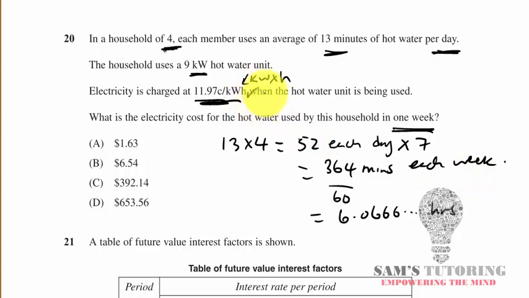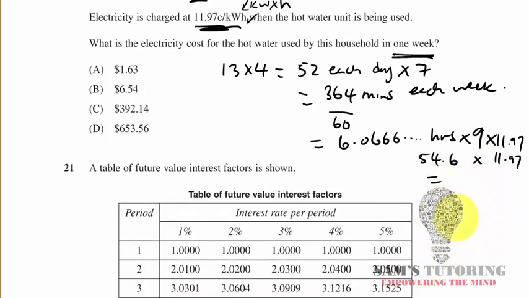Yep, we've got the hours. Tick, done. Times it by kilowatts, times this by 9. Now you've got kilowatt hours. Times this by 11.97. That gives you 54.6 here. Times by 11.97 gives you 653.562 cents, which will be closest to $6.54. Well, that's cents. So $6.54.